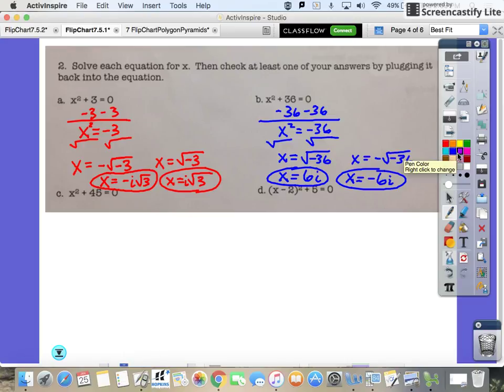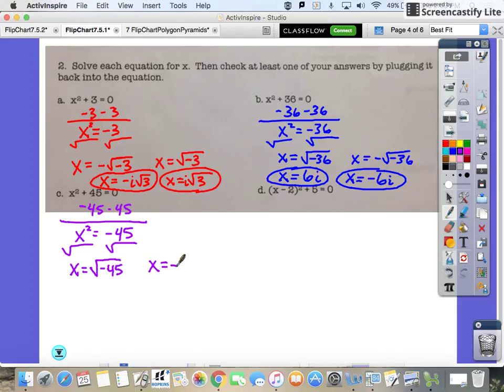All right, part C, very similar, just a different number. We're going to subtract 45 on both sides. We get x squared equals negative 45. Then we're going to square root both sides. So we get x equals positive square root of negative 45, and x equals the negative square root of negative 45.